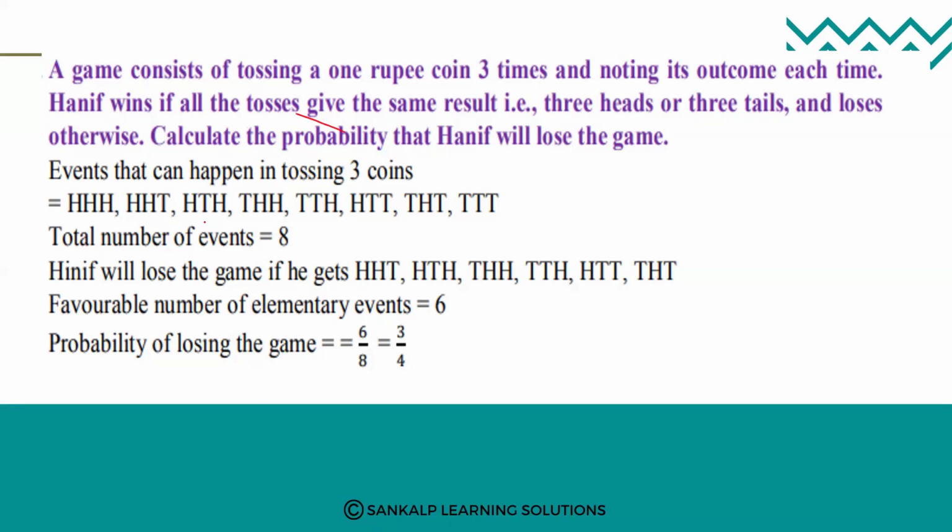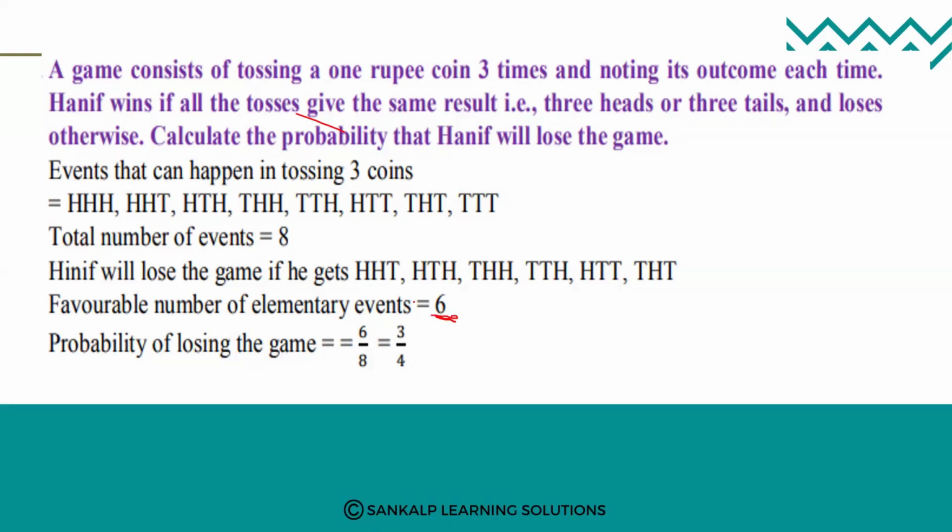Hanif will lose the game if he does not win. He wins when all the outcomes are the same, that means head, head, head and tail, tail, tail. In only 2 situations he will win the game. Otherwise he will lose the game. So HHT, HTH, THH, TTH, THT, HTT. So the number of favorable events is 6.